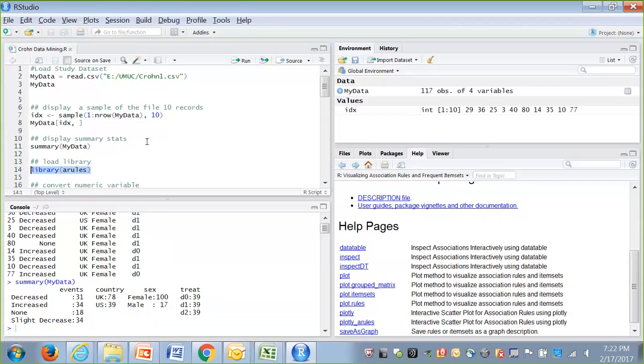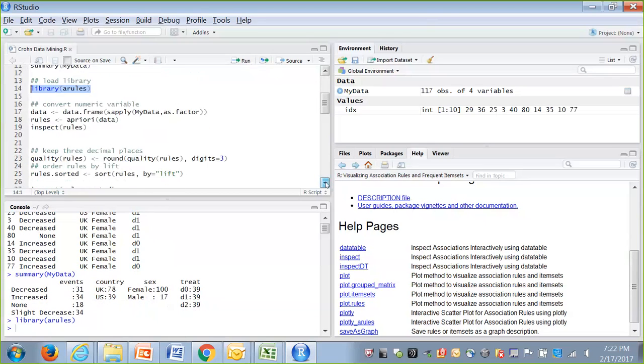Here's our library arules. If I run this, it's going to load my library, and then we'll go into converting. Those of you who have started using Apriori know that it works on categories. It doesn't work on numbers. So you have to do that conversion beforehand. Change those numbers using discretize, and then you'll be able to use Apriori on top of it. Otherwise, you won't be able to do that.